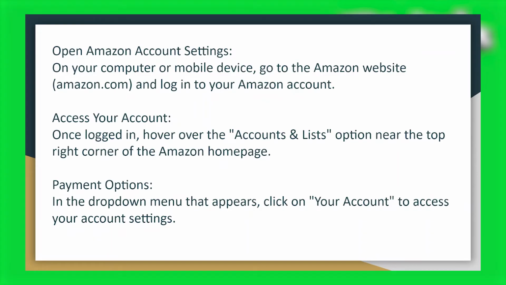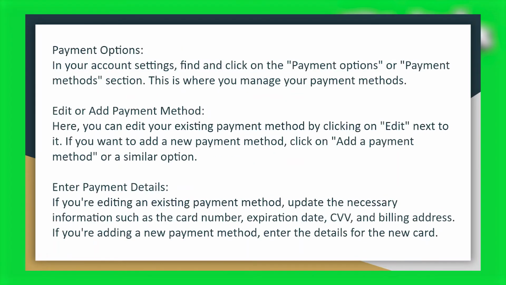On your computer or mobile device, go to the Amazon website and log into your Amazon account. Once logged in, hover over the Accounts and Lists option near the top right corner of the Amazon homepage. In the drop-down menu that appears, click on your account to access your account settings.